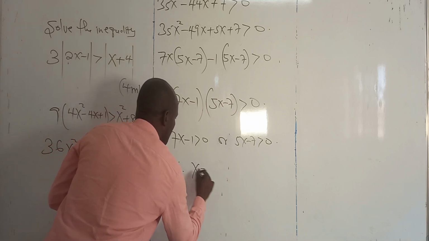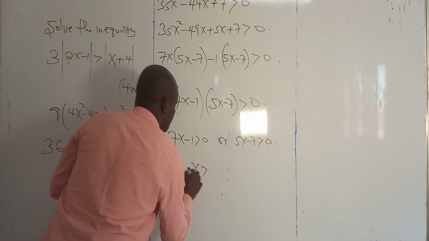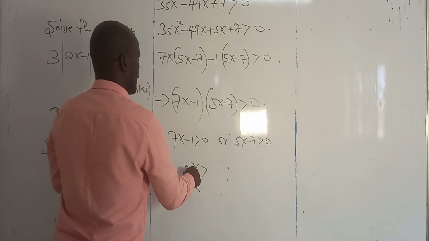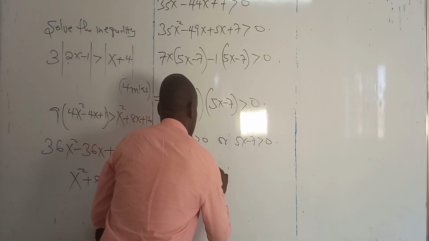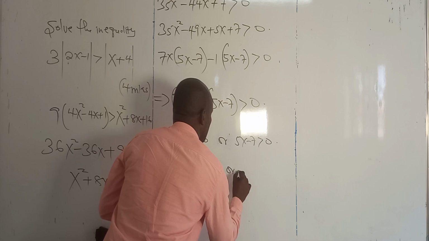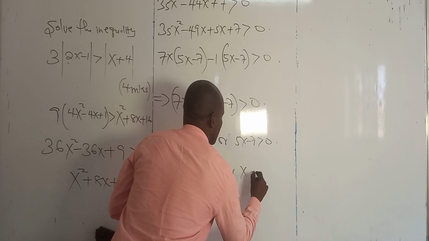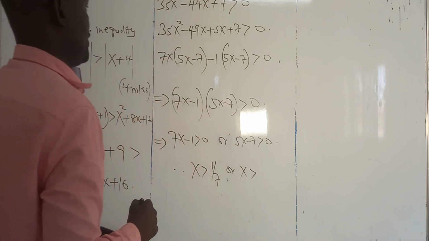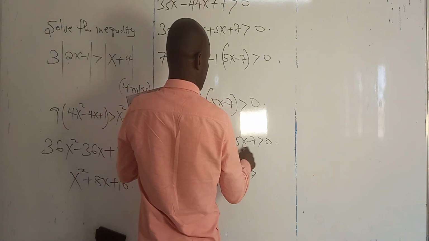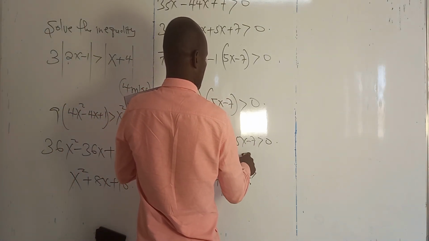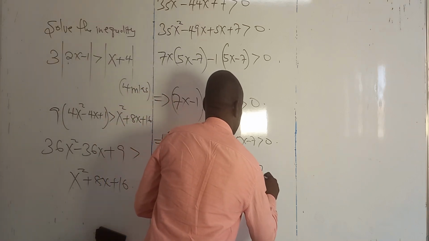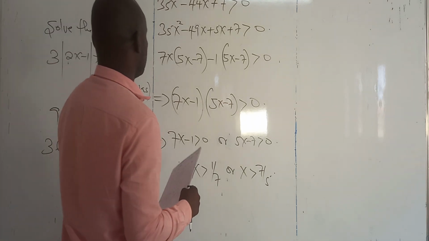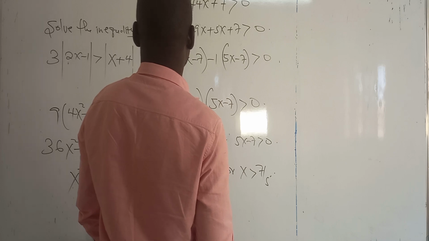Therefore, x will be greater than, because 7x will be greater than 1, so x will be greater than 1 over 7, or x will be greater than, if this goes to that end, it becomes 7 over 5. So let me just see again what we have.